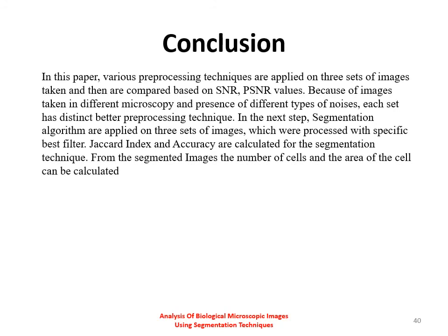After applying various pre-processing and segmentation techniques and applying the metrics respective to them, we can conclude that morphological followed by watershed and threshold followed by watershed have the highest accuracy and Jaccard index. And after comparing all those metrics, we could easily calculate the area of cells and number of cells.